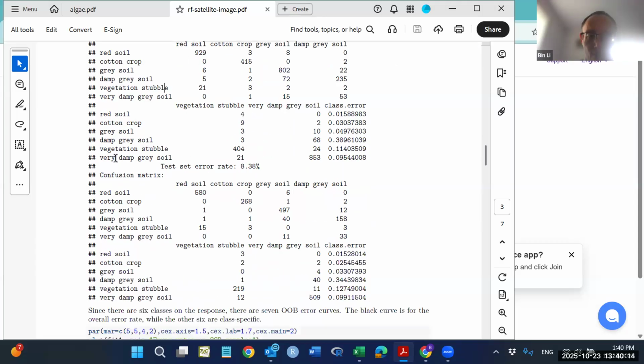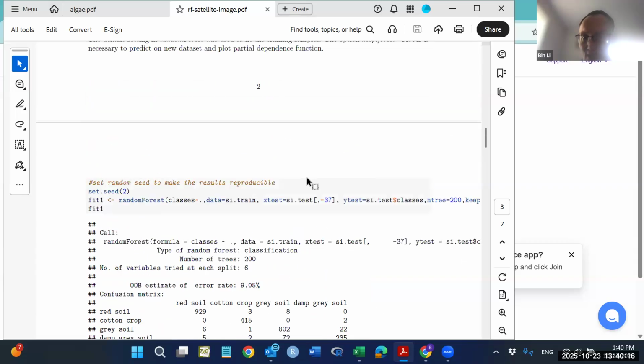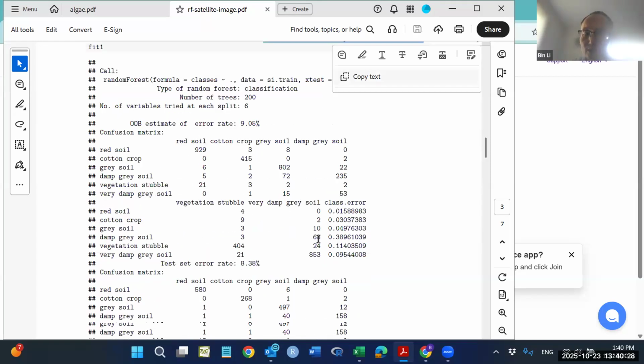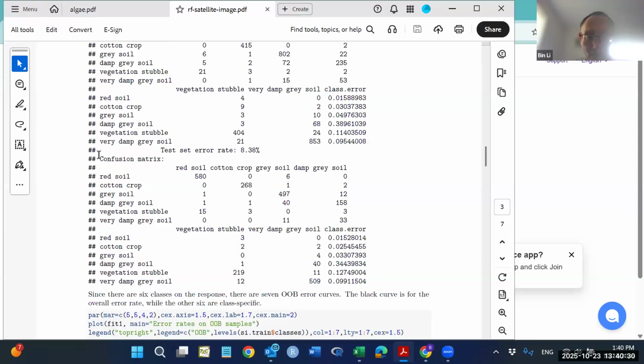And then let's see the test set. Since we provide the test set, which is not required, but here I provided it, it will show you the test error. If you don't provide the X test and Y test, it will not show you the test error. Since I provided it, it shows the test error is about 8.38.